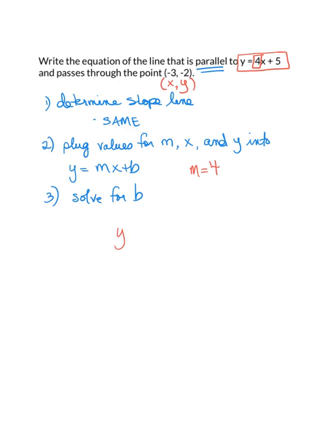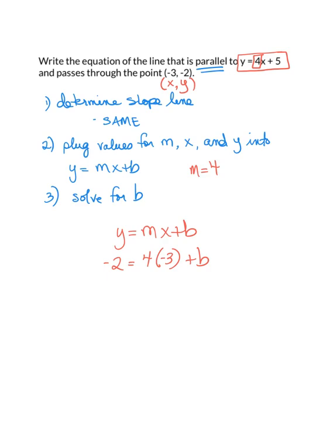So if I have y equals mx plus b, y is -2, my slope is 4, and my x is -3. And my last step is to solve for b.